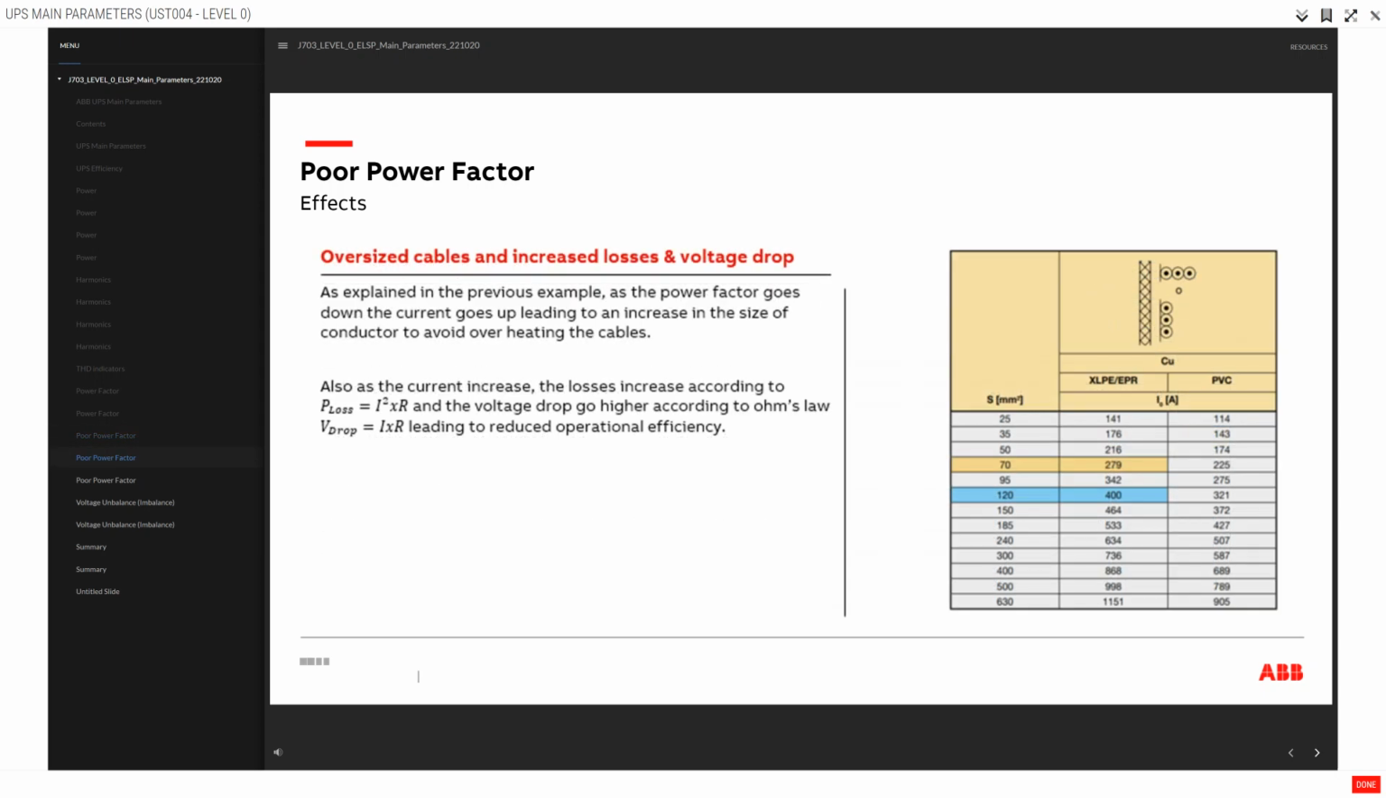Poor power factor. Oversized cables and increased losses and voltage drop. As explained in the previous example, as the power factor goes down the current goes up, leading to an increase in the size of conductor to avoid overheating the cables. Also, as the current increases, the losses increase according to the below listed formulas.